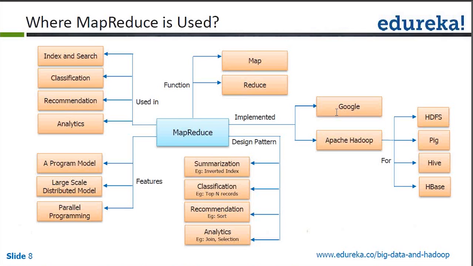So where is MapReduce actually used? It's basically for indexing and searching, classification of the data, recommendations, and then analytics. So these are the most complex use cases. However, in order to explain in the simplest terms, here are some easy examples for you to understand. For summarization, you need to build an inverted index. So that's where MapReduce could be useful for you. Then top n records within the classification to identify the top n records, and then sorting kind of use cases.